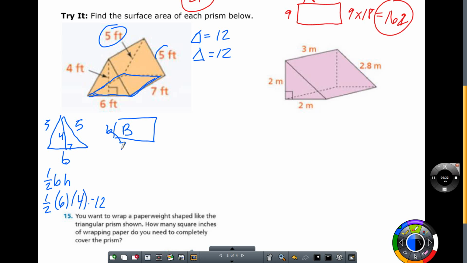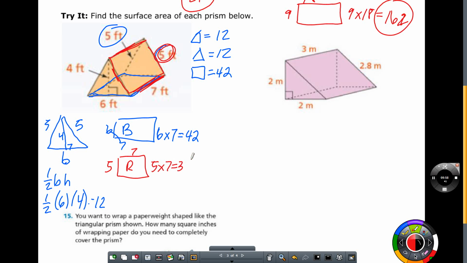So I'm going to take 6 times 7, which I know is 42. So one of my rectangles is 42. Okay. Let's get a different color here maybe. Let's go with this right side now. This red side here, I see a 5 and I see a 7. So the right side is 5 times 7, which is 35. So my next rectangle is 35.